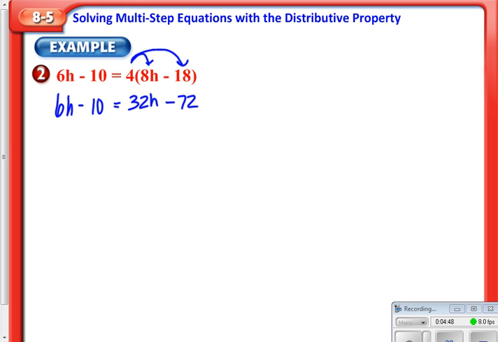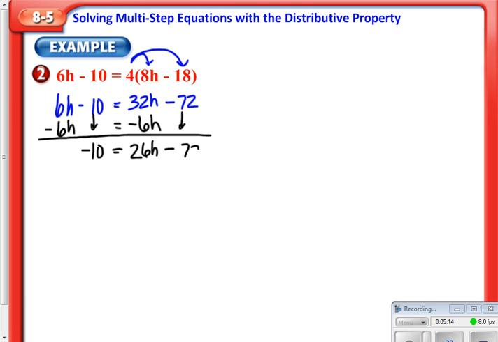Get the variable on one side. I'm going to go ahead and move 6h. I like moving the smaller numbers here. So minus 6h. Do that to both sides. Work down your paper. Negative 10 will drop down, equals 26h when you take 32, take 6 away. And then we have a negative 72 that drops down.